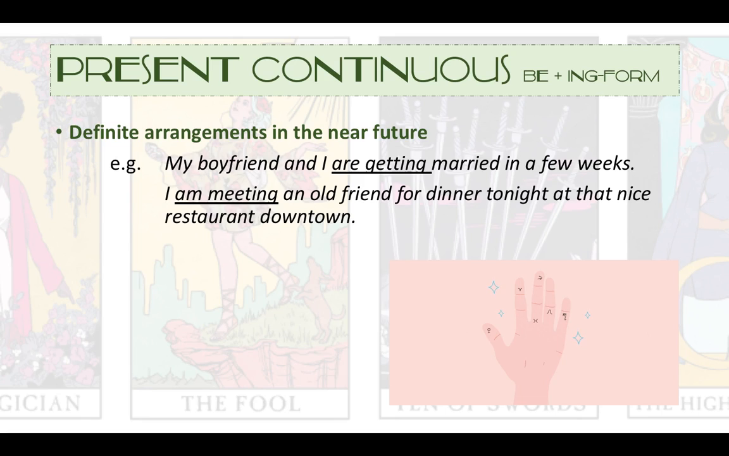Same for the second example sentence. I am meeting an old friend for dinner tonight at that nice restaurant downtown. It is an arrangement that you've made with your old friend, so you want to meet up. Also, it is at a restaurant that you've probably made a reservation for. So that is what makes it a definite arrangement in the near future.